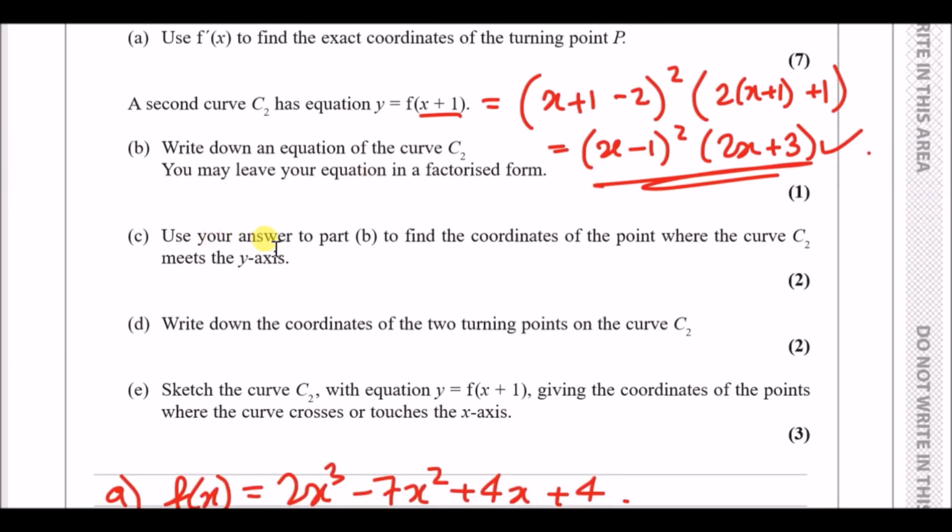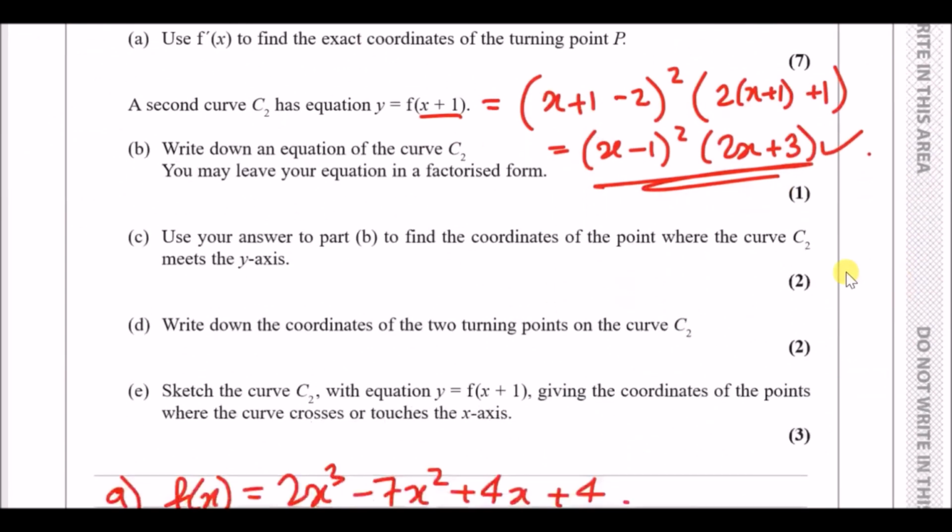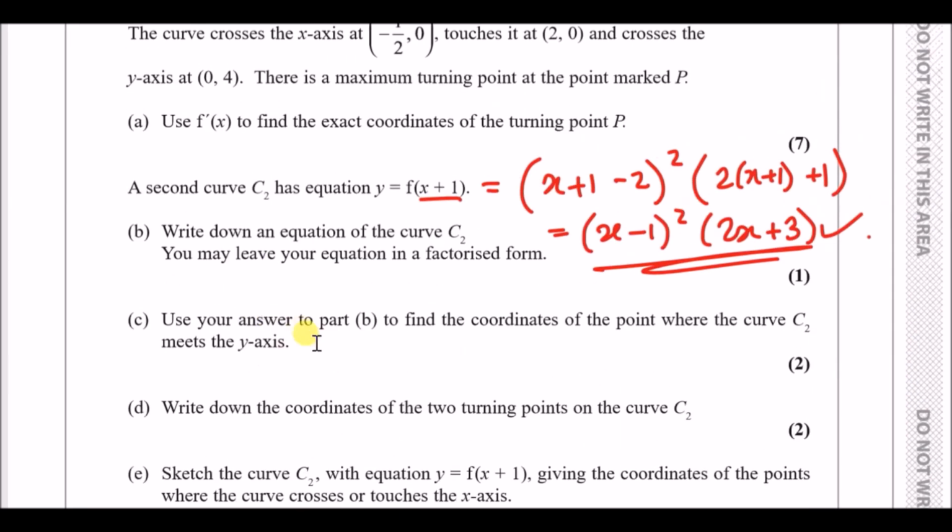Part C. Use your answer to part B to find the coordinates of the point where C2 meets the y-axis. Okay, so let's have a look. When C2 meets the y-axis, you don't even need a graph for this. When something meets one of the axes, this means that the other coordinate is 0. So if you meet the y-axis, this implies the x coordinate must be 0, because that's the only way to hit the y-axis. X should be at the origin.